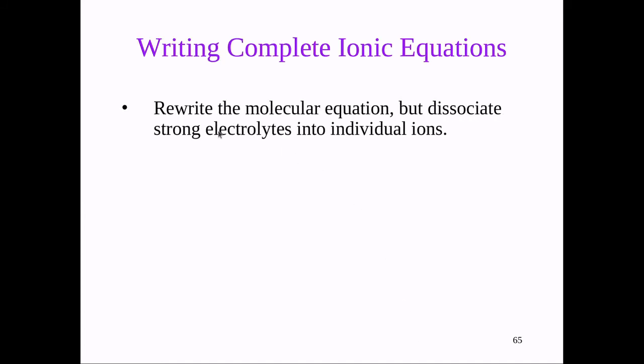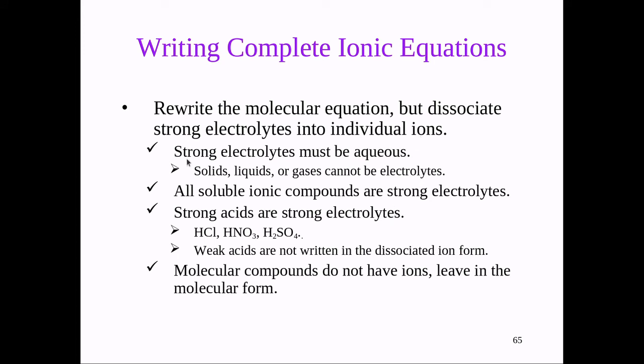So to write a complete ionic equation, we're going to rewrite the molecular equation, but dissociate the strong electrolytes into individual ions. Strong electrolytes must be aqueous. Okay. All soluble ionic compounds are strong electrolytes. We'll remember that. Strong acids are our strong electrolytes. And molecular compounds do not have ions. We're going to leave them in their molecular form.